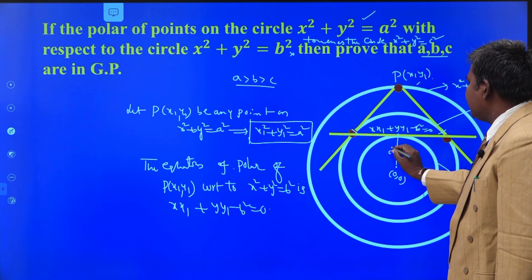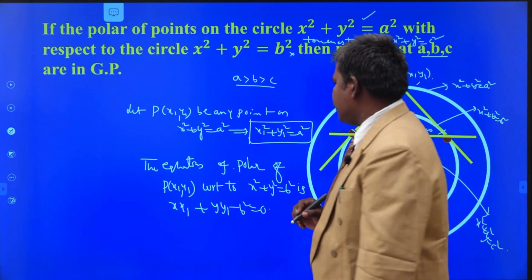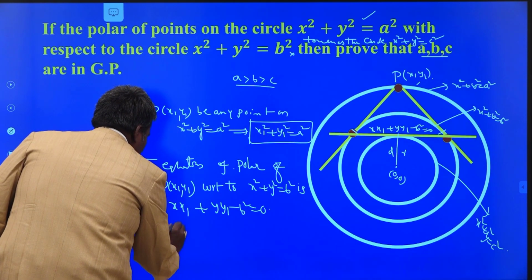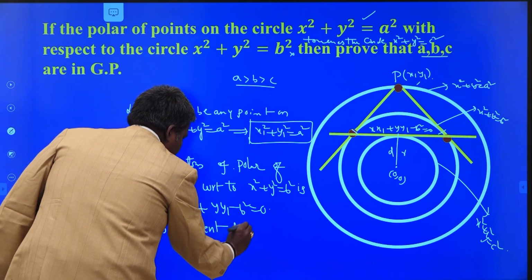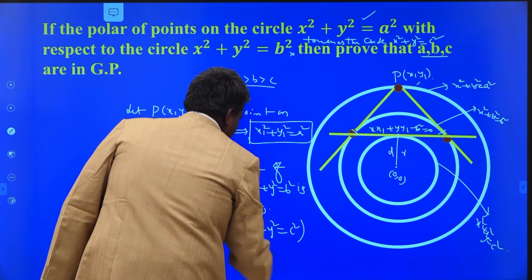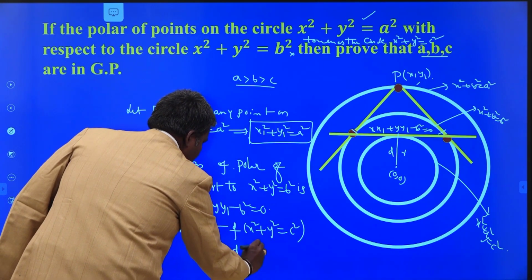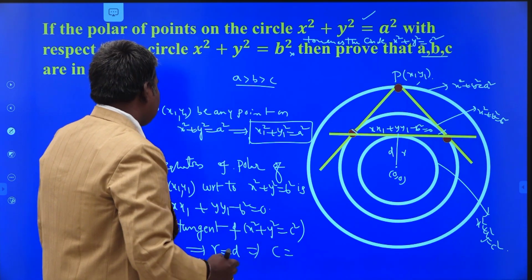is tangent to the third circle. We mean r = d. When you are saying some line is tangent to the circle, r equals d. It is tangent to x² + y² = c², which implies r = d. What is the radius of this circle? c. What is the perpendicular distance?